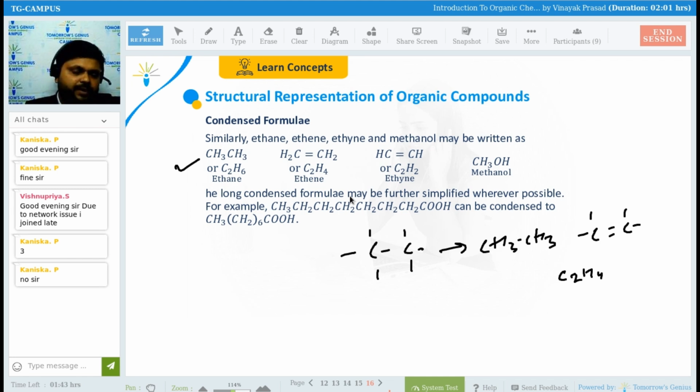Fine, everyone. One more example we are having. This is CH3, CH2. How many CH2 are there? 1, 2, 3, 4, 5, 6 CH2 are there, right? So we can simply write CH2, 6, and after that the COH is there, so we can write COOH. Is it okay? Any doubt till here?